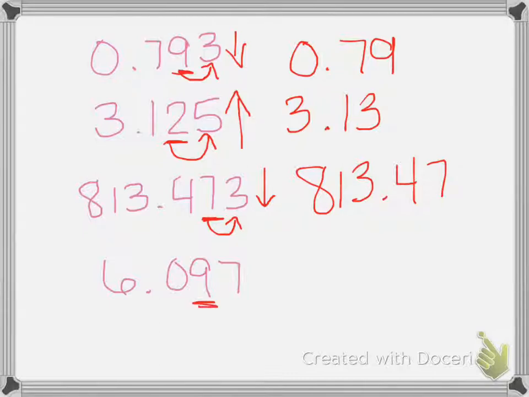So we look to our 9, which is in our hundredths. We look to the right, which is a 7, so we round up. This one's a little trickier. Since it's a 9, we have to round up to a 10. Since it's a 10, we have to move it into our tenths place. So it's 6 and 10 hundredths, or 6 and 1/10.